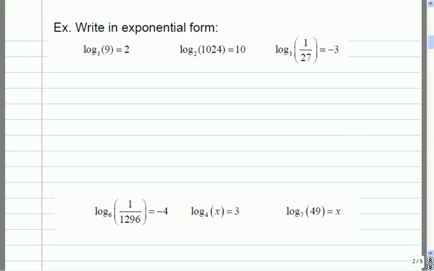Now let's see if you can go backwards. Okay, so I'm going to do the first one with you. 3, 9, and 2. Which one is the exponent? 2 is the exponent, because logs tell me an exponent. Okay, out of 3 and 9, which one's the base? 3 is the base, so 3 squared equals 9.